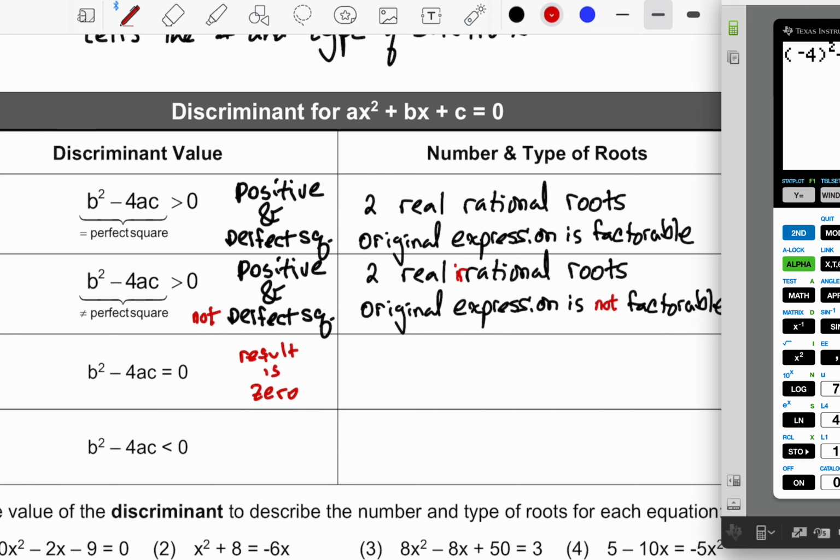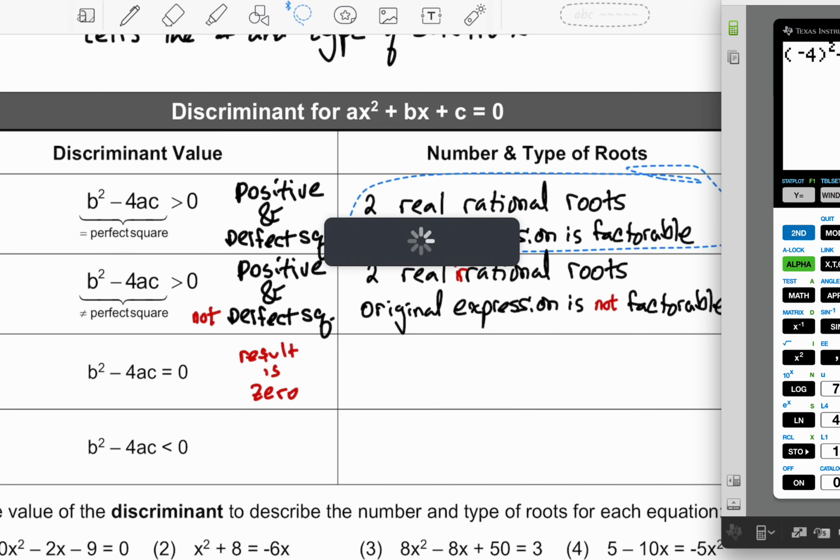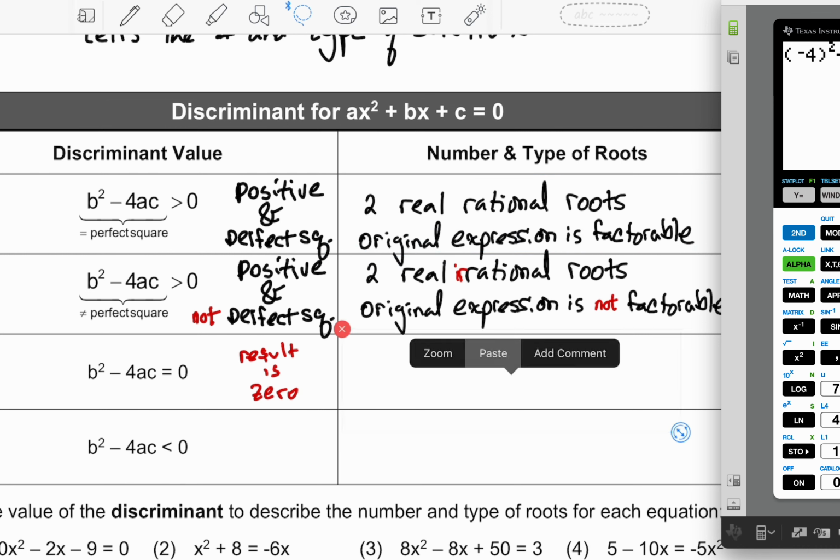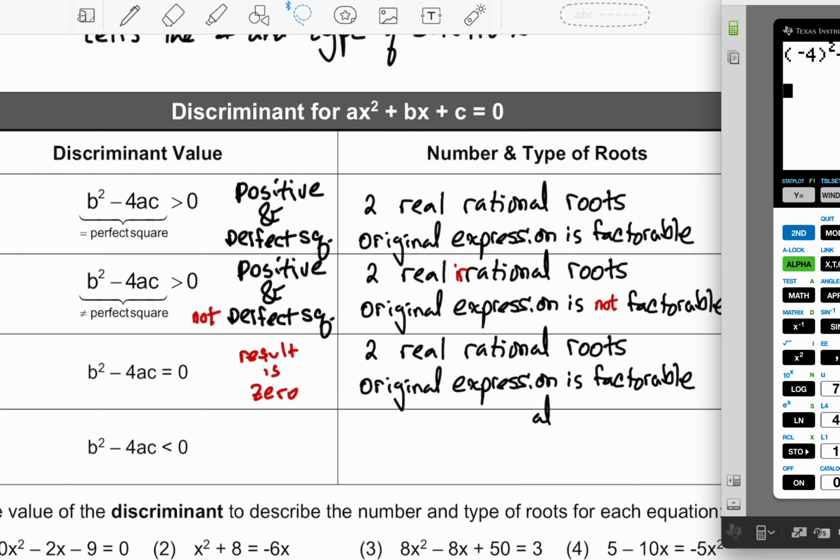That's what happened in the do now problem. In the do now problem, the thing under the radical ended up being equal to 0. That's the best case scenario. So I know I'm looking for one real rational root. It also means that the original expression is factorable. But more specifically, the original expression is a perfect square trinomial. So one real rational root.